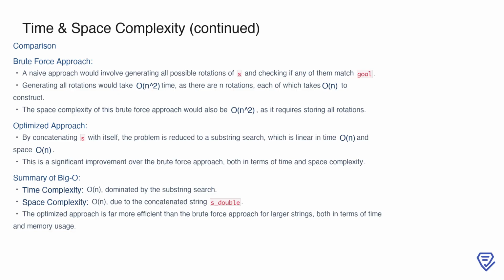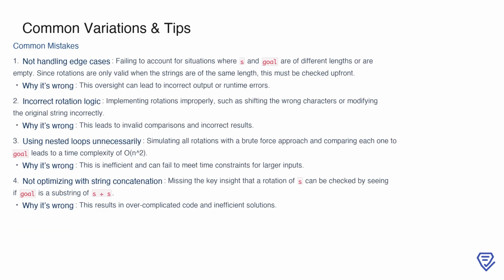To summarize, the optimized approach achieves a time complexity of O(n), dominated by the substring search, and a space complexity of O(n), due to the concatenated string s_double. This makes it far more efficient than the brute force approach in both time and memory usage. When solving the rotate string problem, there are a few common mistakes to watch out for.